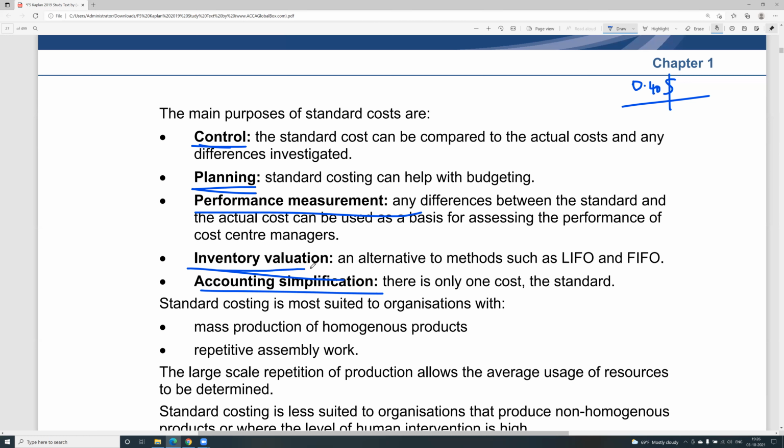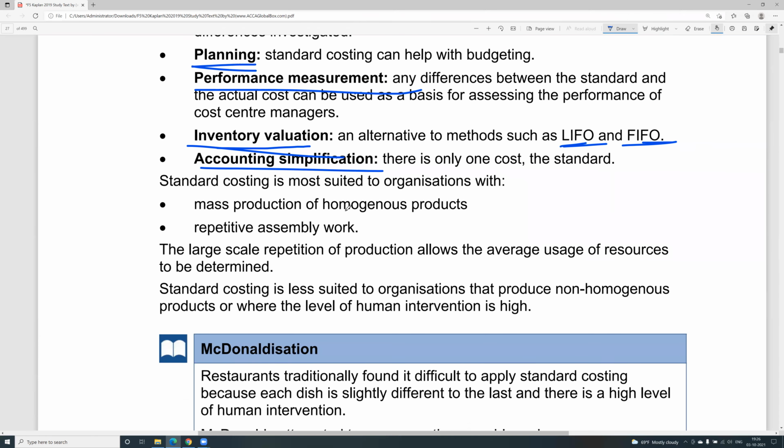You can evaluate your inventory with methods like FIFO and LIFO, which is last in first out, first in first out. Those methods you can use to get ahead. There is only one cost, the standard cost, which is nothing but accounting simplification. You can account for these things properly and easily if you have proper clarity. Here, clarity is the key. Now, standard costing is most suited to organizations with mass production of homogeneous products and repetitive assembly work.